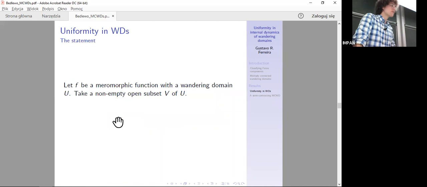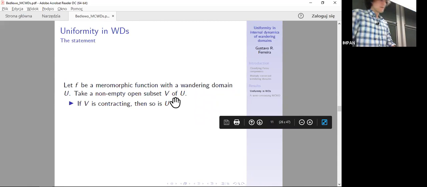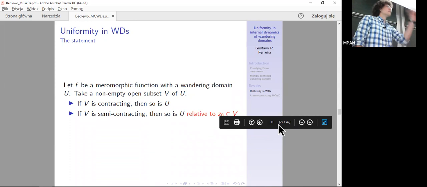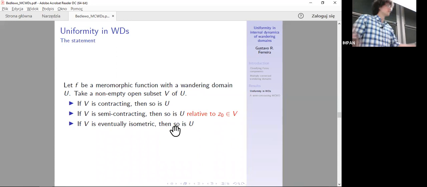So our theorem says that if you take a meromorphic function f with a wandering domain U, and you take some non-empty open subset V of U, then if V is contracting, then so is U. And this is all of U, for all pairs of orbits. If V is semi-contracting, then so is U relative to z naught in V, right? So in this case, you have to choose some base point in your open set before you can say that, okay, now this domain is uniform. And if V is eventually isometric, then so is U. Again, the whole of the domain is then eventually isometric.